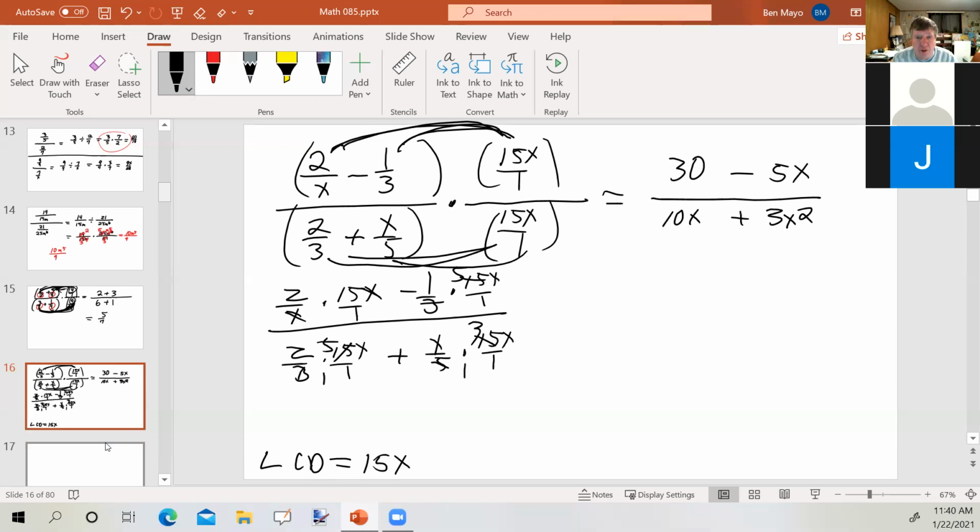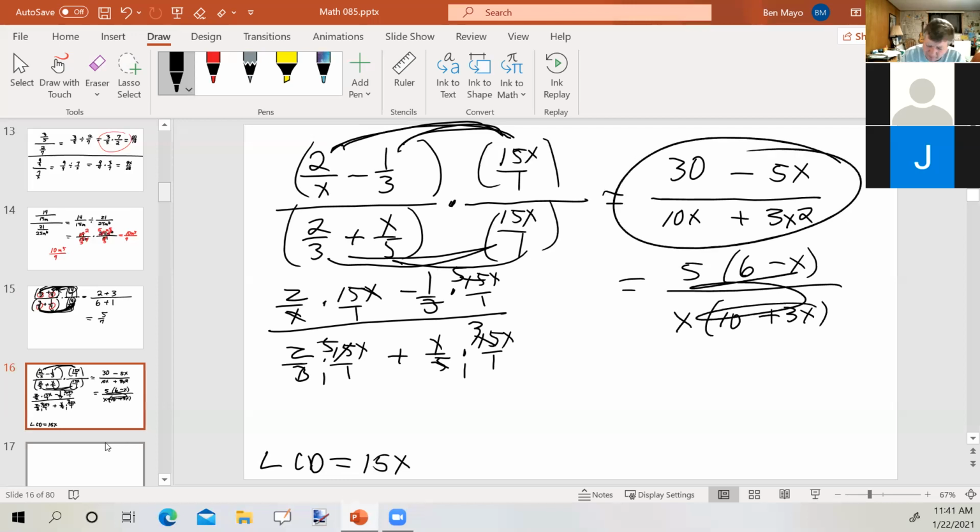Any questions so far on this problem? So now let's see if I can do anything with it. Well, in the numerator, I could factor out a 5. In the denominator, I could factor out an x. But that gets me nowhere. So there's my final answer. Okay. Any questions there? Okay.